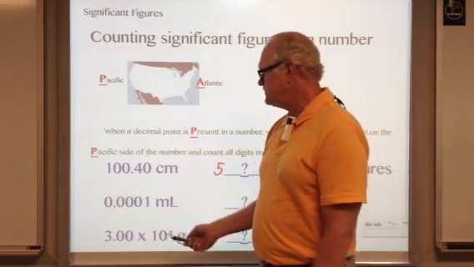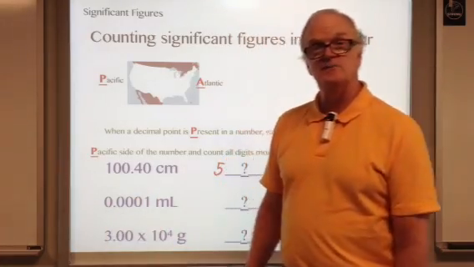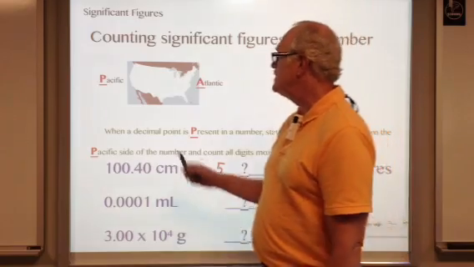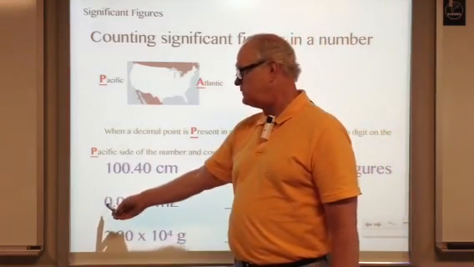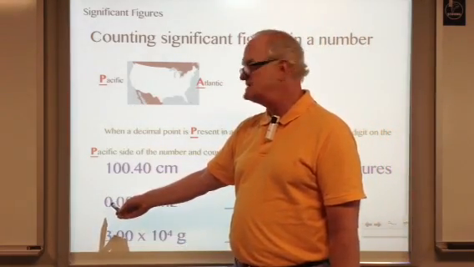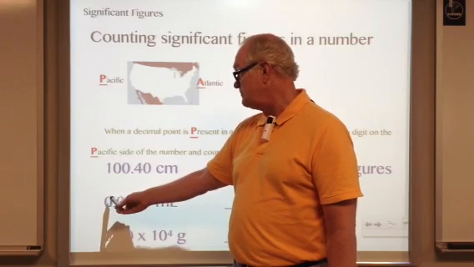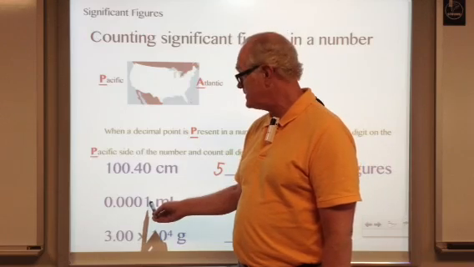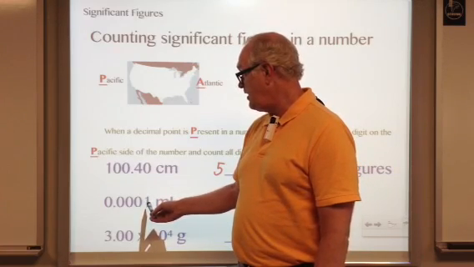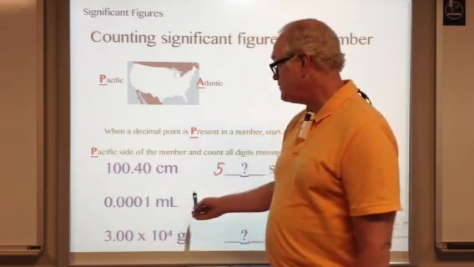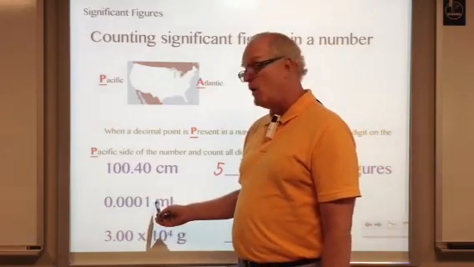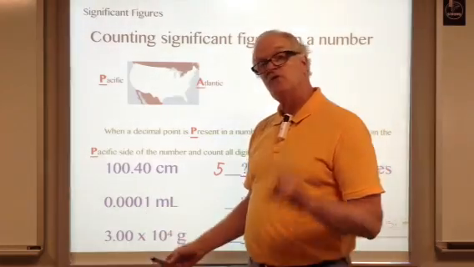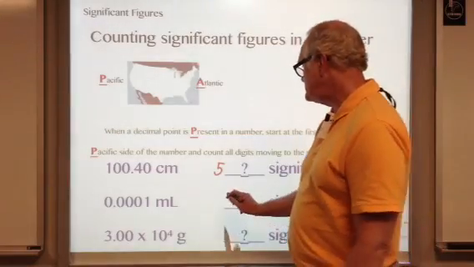Let's look at this measurement right here. It also has a decimal point. The decimal point is present. We go to the Pacific side. We look for the first non-zero digit. We have to look a little bit because there isn't a non-zero digit until we get to the 1. So we're going to count the 1 and all the other digits as we move to the right, but there aren't any more. So in this number, there's only 1 significant digit.